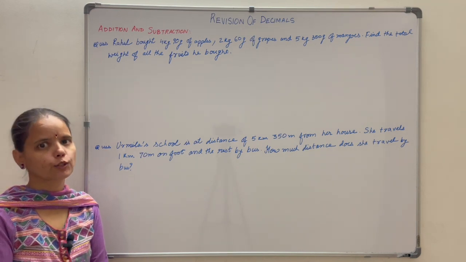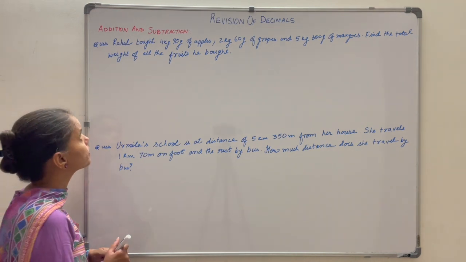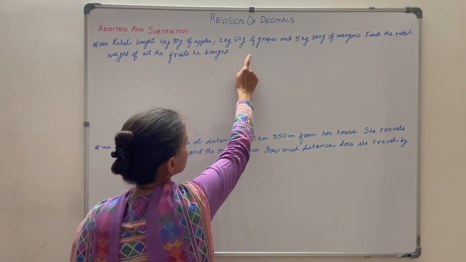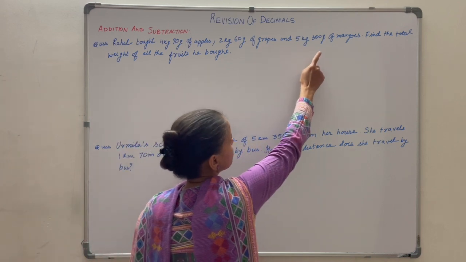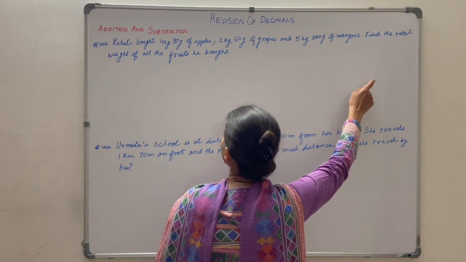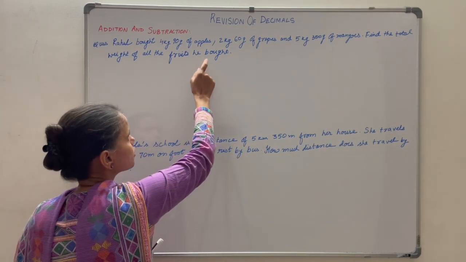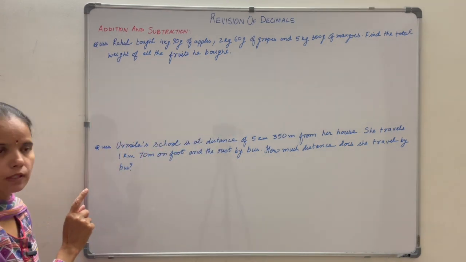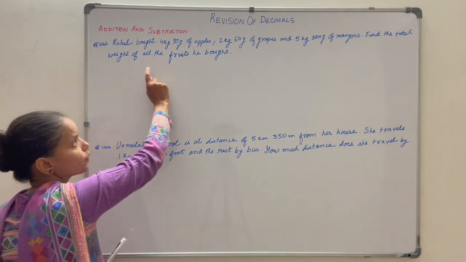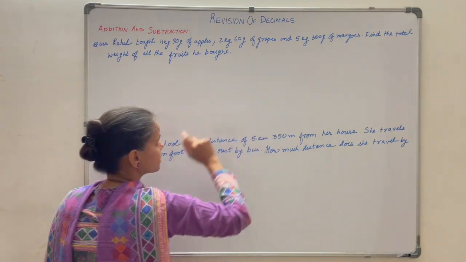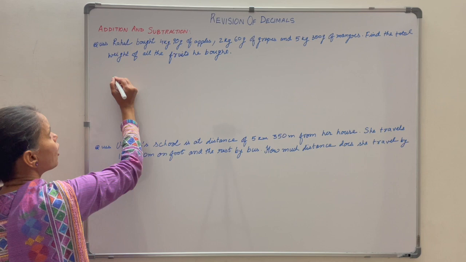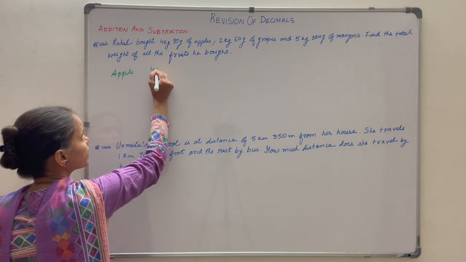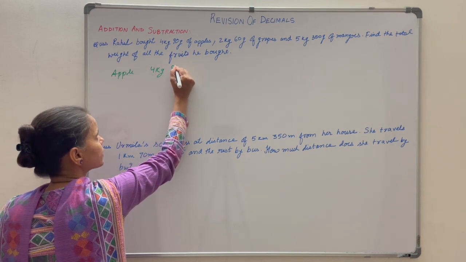Addition and subtraction of decimals. Let's understand this concept with the help of these examples. Rahul bought 4 kg 90 grams of apples, 2 kgs and 60 grams of grapes, 5 kgs and 300 grams of mangoes. Find the total weight of all the fruits he bought. So what are you going to do? You are going to add all these weights. So how much is the weight of the apples? It is 4 kgs and 90 grams.